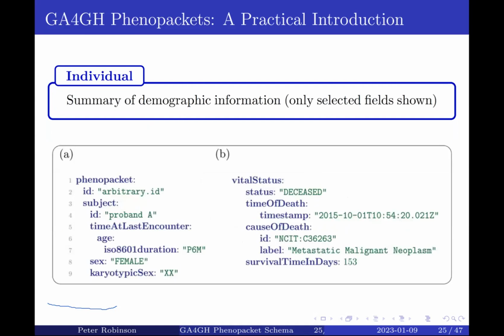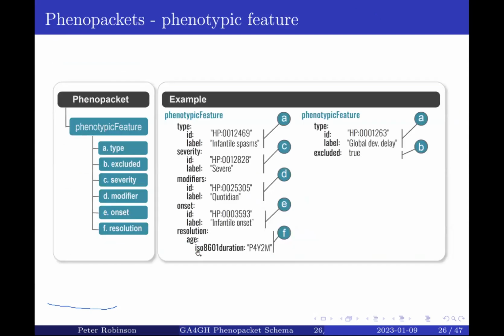So I'm just going to go through some of the elements. A phenopacket will start off with some demographic information. There are various ways of using this to protect privacy. So for instance, we can represent the date using the age, using this ISO 8601 duration. This means 6 months. We can also use an age range if we want to protect privacy.